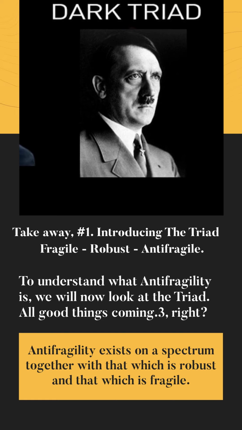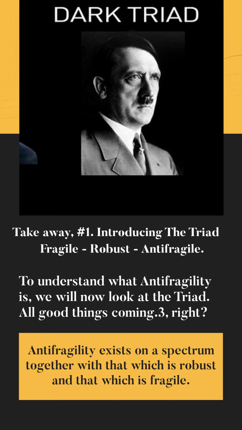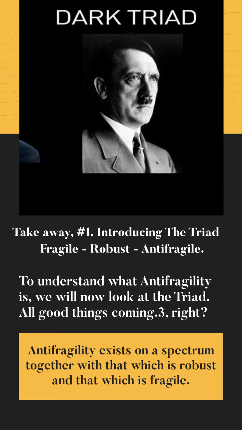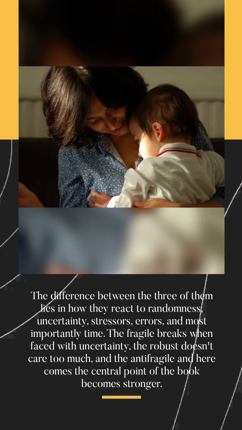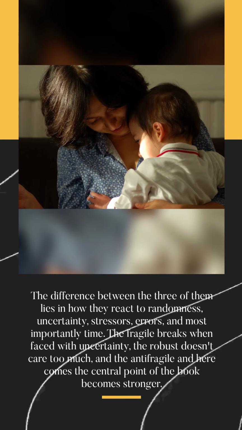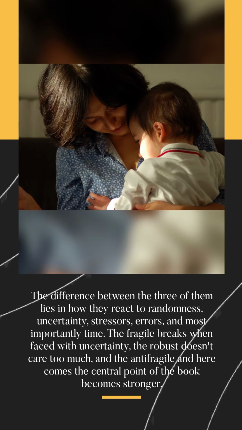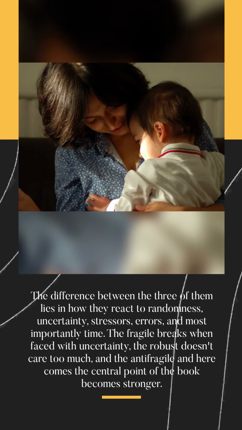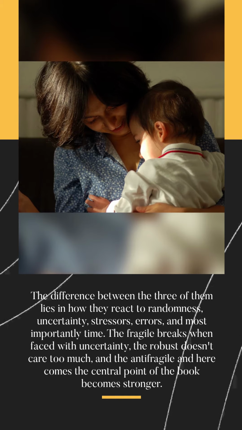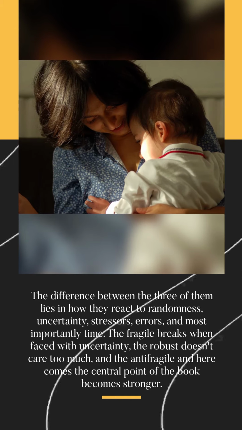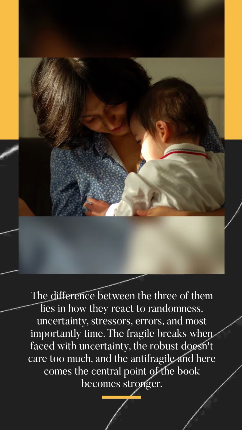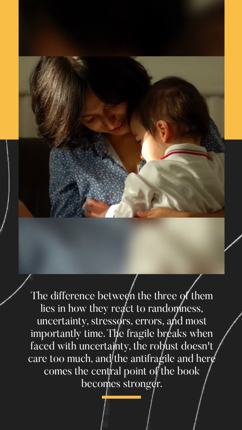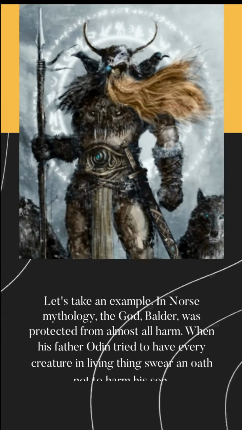Antifragility exists on a spectrum together with that which is robust and that which is fragile. The difference between the 3 of them lies in how they react to randomness, uncertainty, stressors, errors, and most importantly, time. The fragile breaks when faced with uncertainty. The robust doesn't care too much. And the antifragile, and here comes the central point of the book, becomes stronger.